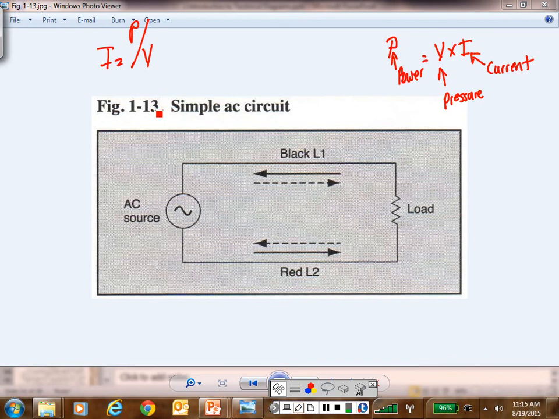Single line drawing, electrons flow, negative, positive. Everybody okay on that? Everybody okay on alternating current, also called AC? So AC stands for alternating current. DC stands for direct current. Direct current is current that is moving in one direction. All your batteries and solar cells create DC.